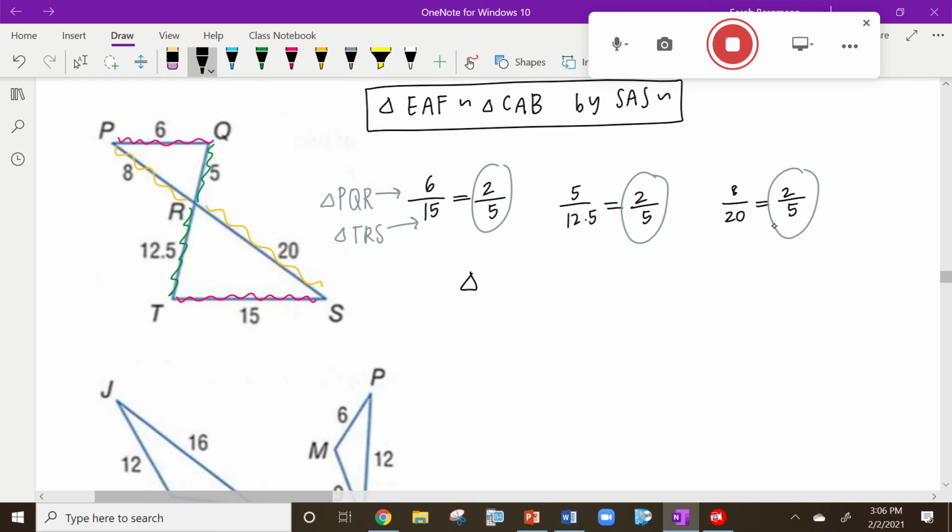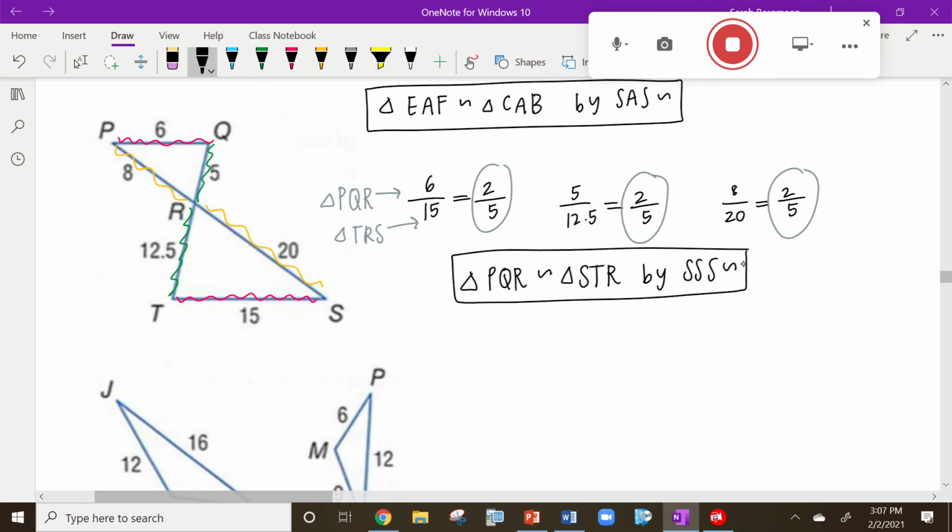Since all three pairs of sides have the same ratio, I can say triangle PQR is similar to triangle STR. I had to make sure that those were in the right order by side-side-side similarity. Now another option for this, like I said, was to just use two pairs of sides and use the angle between them. If I was doing this, I would need to make sure that I use the pair of sides that give me the angle between the two sides.